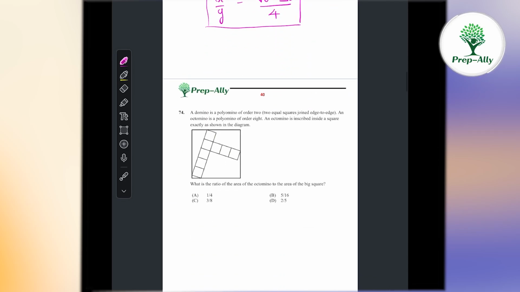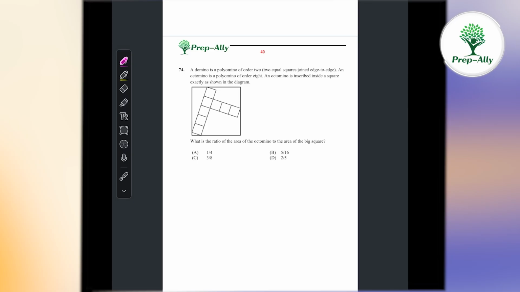For the 74th question, that is the 14th question in the maths paper, we have a domino. The question says a domino is a polyomino of order 2, that is 2 squares joined edge to edge, right? This is a domino, and in this question we have a polyomino of order 8, right? That is an octomino. So we have 8 squares, 1 2 3 4 5 6 7 8, and the octomino is inscribed in a square.